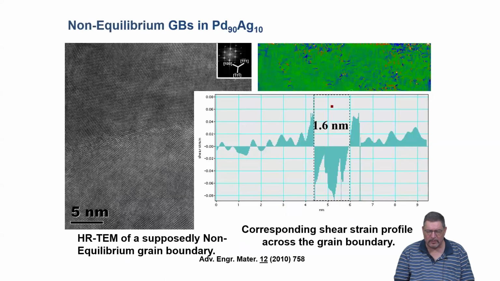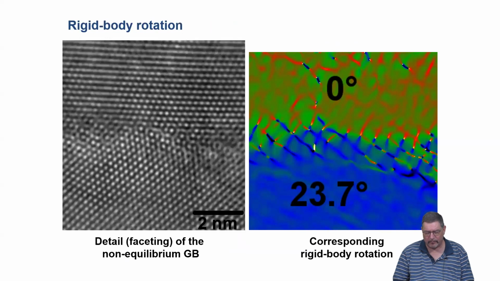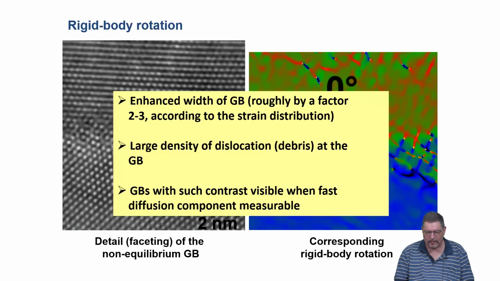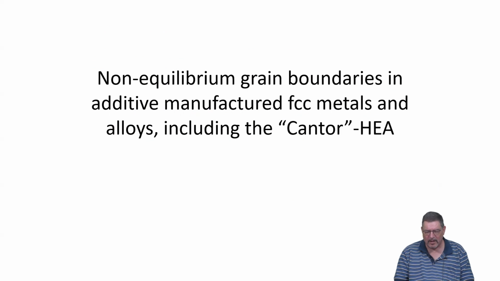And if you do high resolution and map strain fields on the atomic scale, you will see that these boundaries have larger width, and they have a very strong decoration with residual lattice dislocation debris, so partial dislocations, full lattice dislocations, giving you a huge strain field of the material.